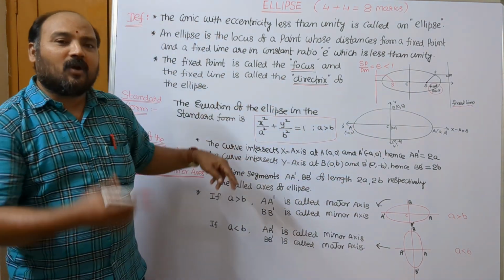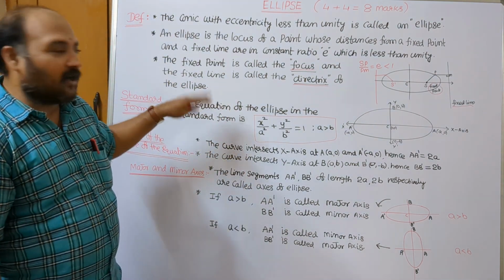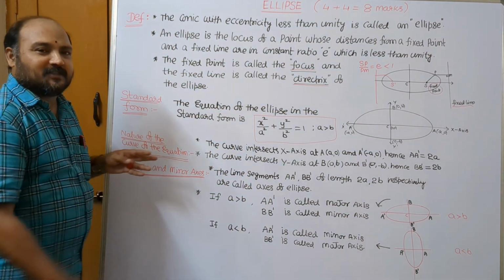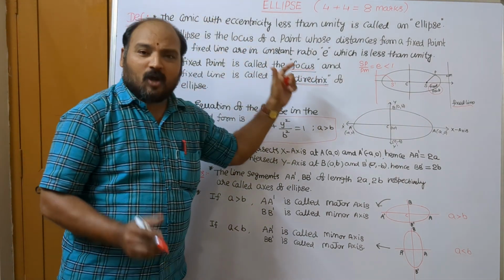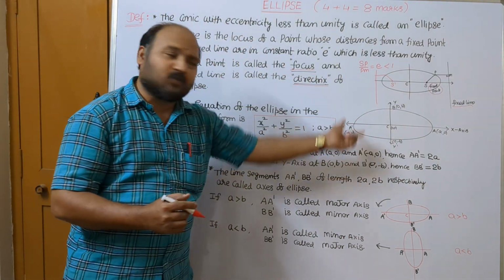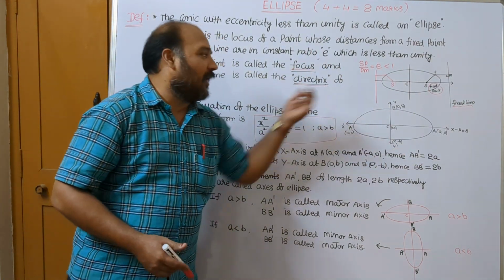In the coming video, I will tell about all four types of ellipse and figures. First, the concepts I am discussing now. So we got the definition of ellipse, and what is focus and what is directrix. The fixed point is called focus, the fixed line is called directrix.